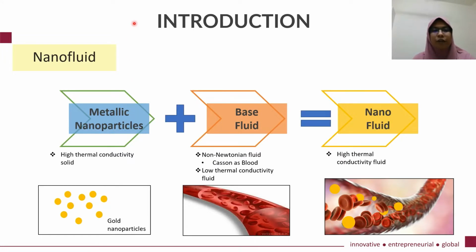Next is nanofluid. Nanofluid is one of the innovative ideas to improve the heat transfer characteristics of the fluid. It contains metallic nanoparticles with high thermal conductivity that are uniformly dispersed in the base fluid with low thermal conductivity to produce a high thermal conductivity fluid. In this study, gold will be considered as the nanoparticles since it has high thermal conductivity and also good biological compatibility. And for the base fluid, the Casson fluid model will be considered as blood.